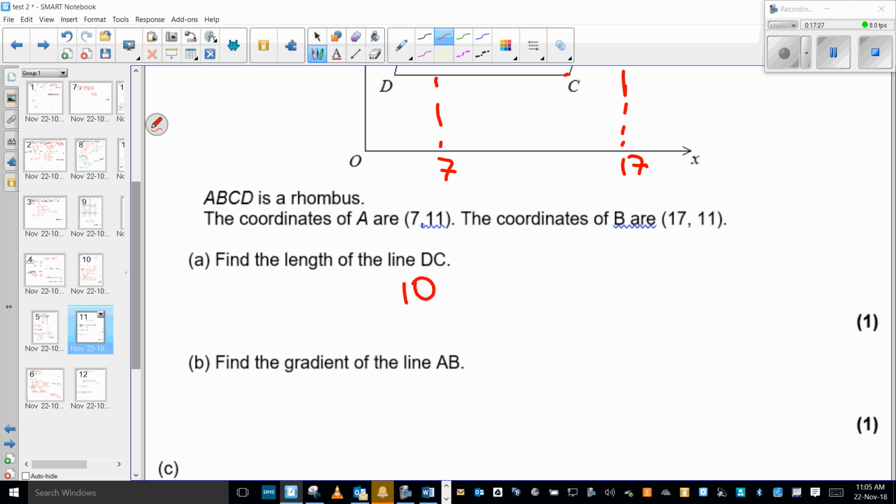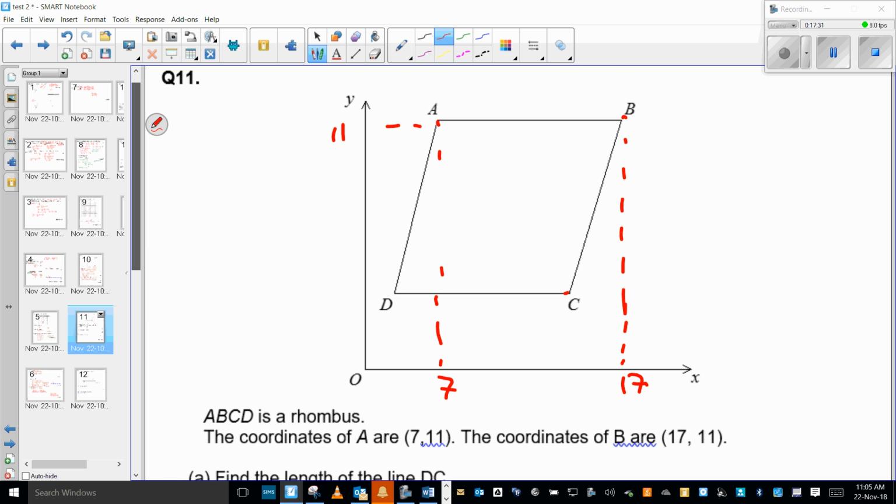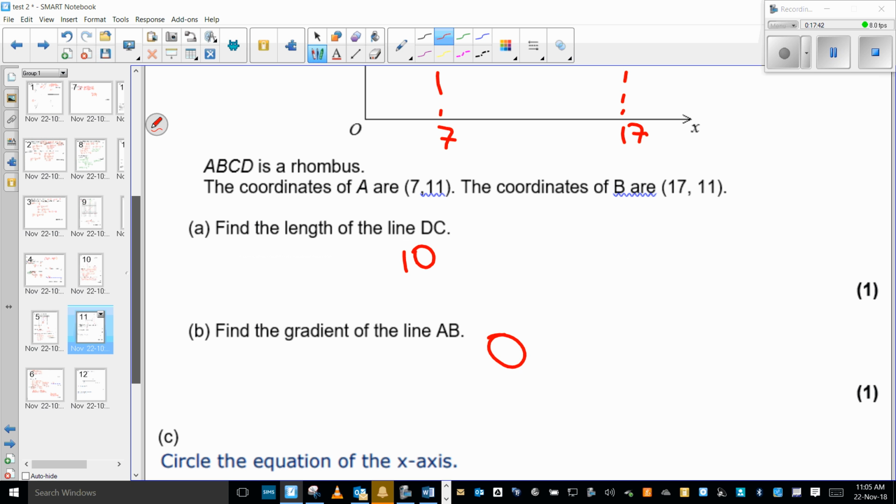Right, find the gradient of the line AB. How do you find the gradient of the line? Rise over run. Can you look at it and tell me what the gradient is? 0. Why is it 0? Because it's horizontal, there's no rise. Also, all of these answers are correct, and then you work 1 mark.